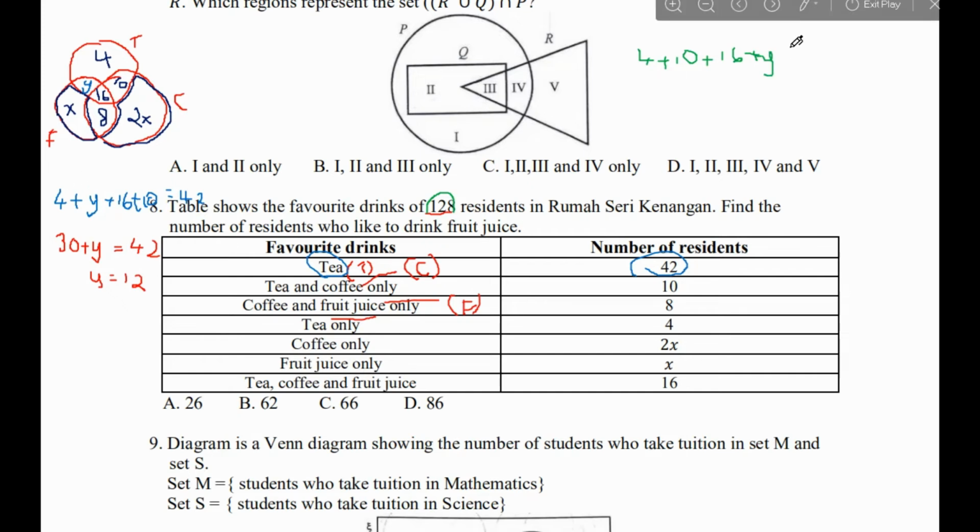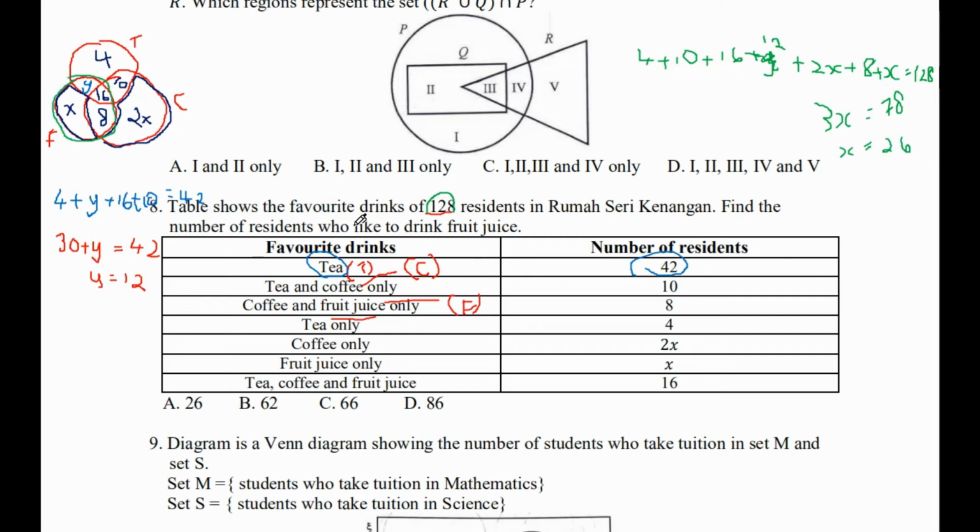Okay, y is equal to 12 plus 2x plus 8 plus x equals 128. Okay, so you will have 3x equals 78. So x equals 78 divided by 3, 26.